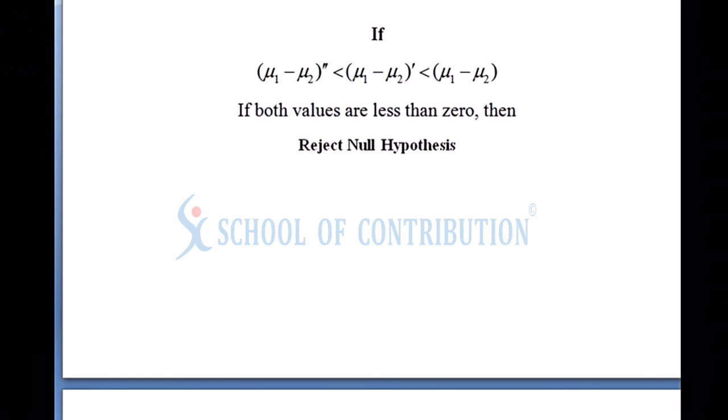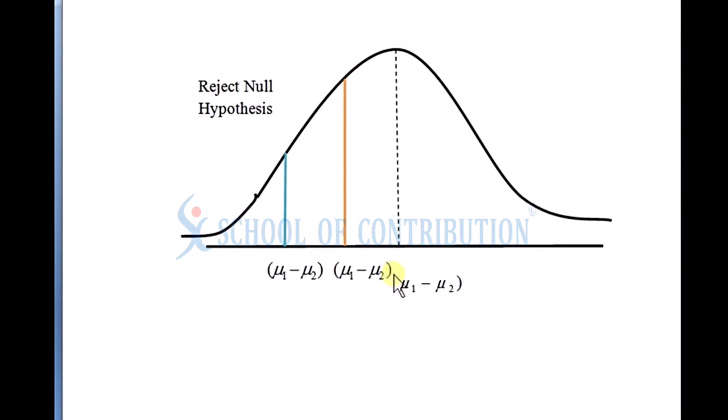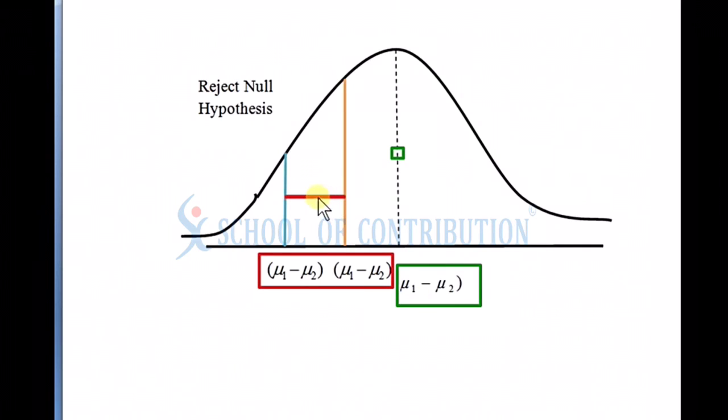If we show it graphically, we see the following picture. From the graph we see that this is the difference between the two population means that is equal to 0, and these are the two interval values that are less than 0, that means negative. So this is the negative interval, and in this negative interval we do not find our hypothesized population mean difference that is equal to 0. Since we do not find 0 in this interval, we simply reject the null hypothesis.